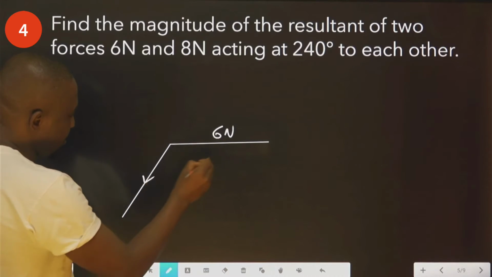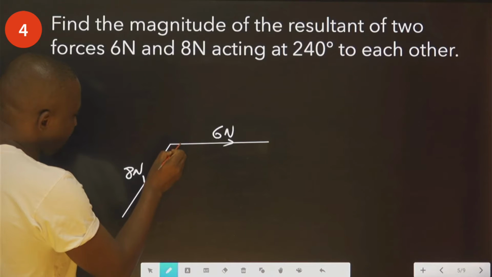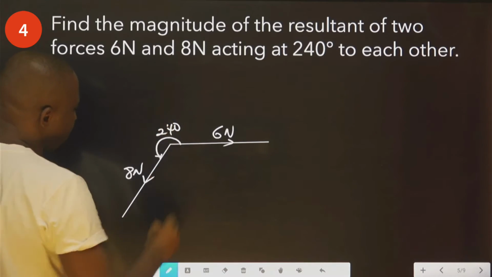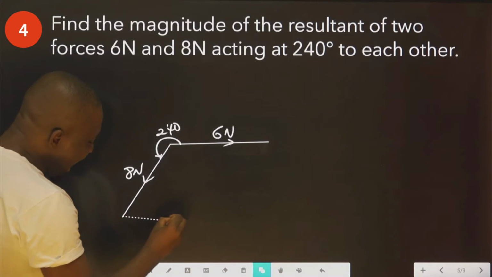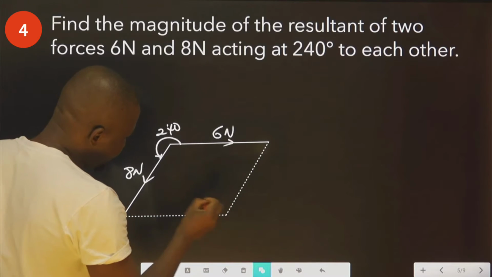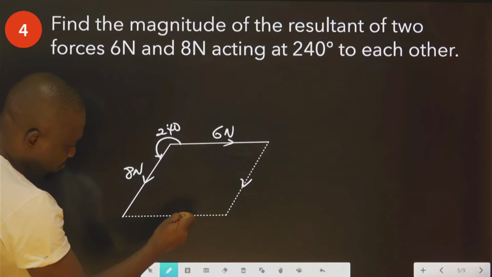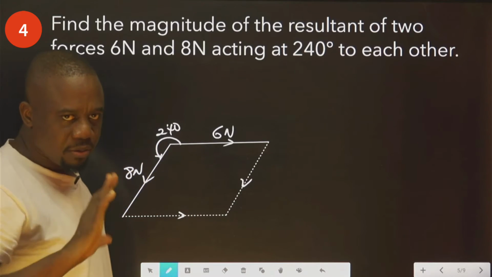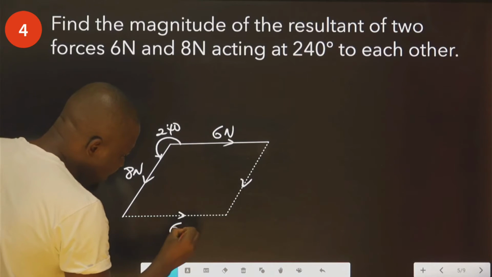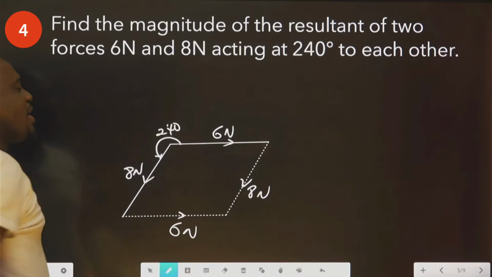So this is now 8 Newton. Remember, it is from here to here. That is 240. Okay? We need to draw parallel lines to each of them. So this is parallel to this. I believe these steps, you are okay with them. So the next thing we need to do now is to transfer this also here. Here is also 8 Newton, because they are parallel, they are all equal.